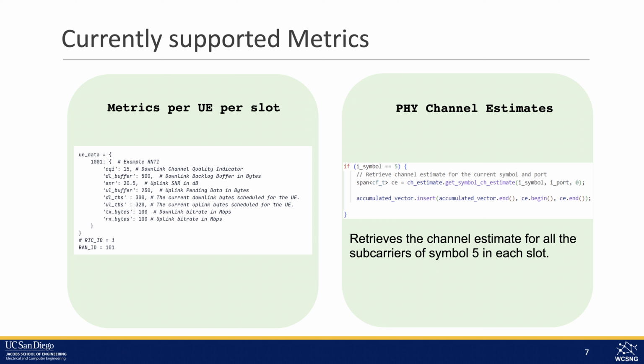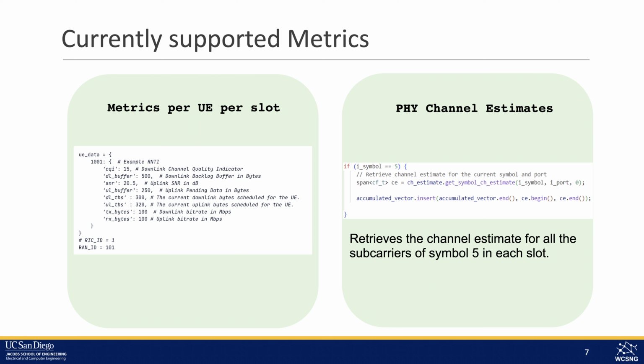Currently supported metrics is metrics per UE per slot is what our code base supports, and we also have a bunch of physical layer capabilities which would be presented in the talk right after this. We are also able to receive the channel estimates per subcarrier per antenna.